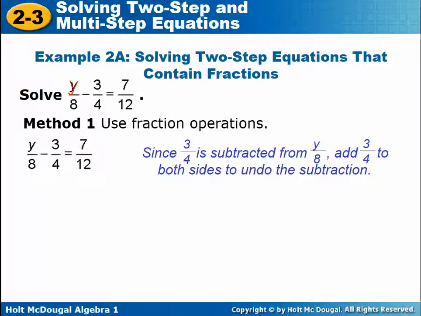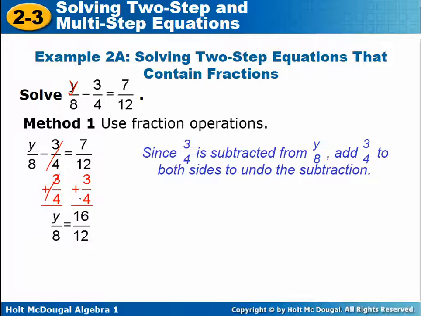So it's going to take some space to write this out. So there's the original equation, and now here it is with 3/4 added to both sides. Now this might be a time where writing it out vertically or horizontally might be better. So minus 3/4 plus 3/4 leaves me with just y over 8. Now where did they get 16/12 from?